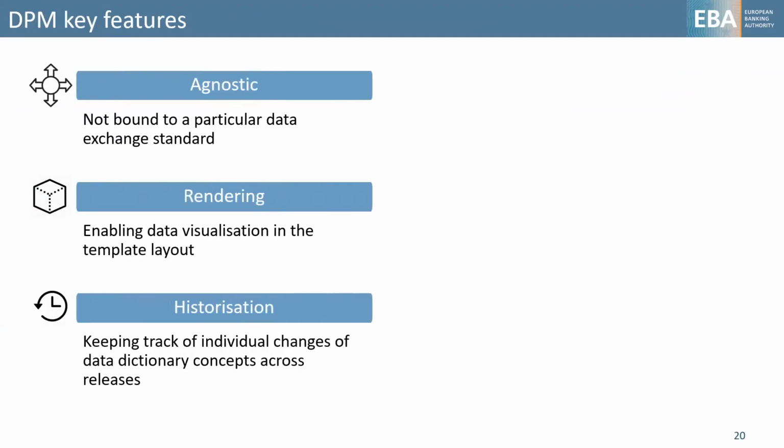Key features for the DPM refit: agnostic. So I said it already, not bound to any particular data exchange standard. It will enable rendering because in our reporting frameworks, we have very complicated templates, which should somehow be able to be rendered on screen, and people should be able to visualize data in this type of layout. Historization, of course, so we keep track, and we need to continue keeping track of individual changes of the data dictionary concepts across all releases, so this will not go away.